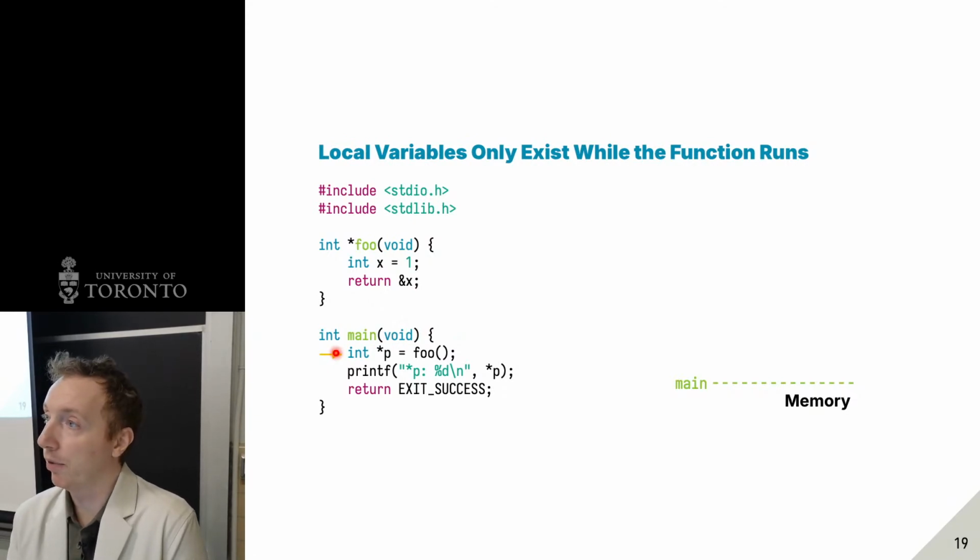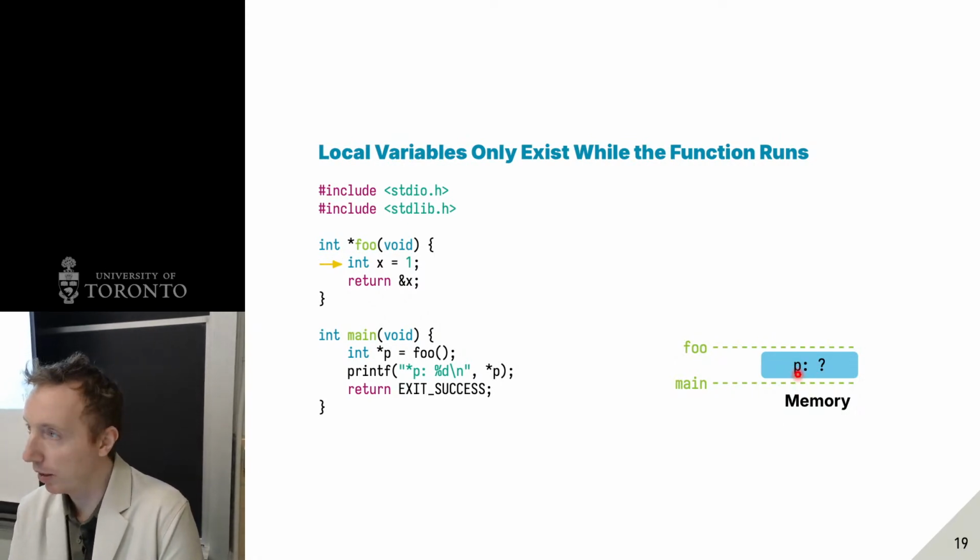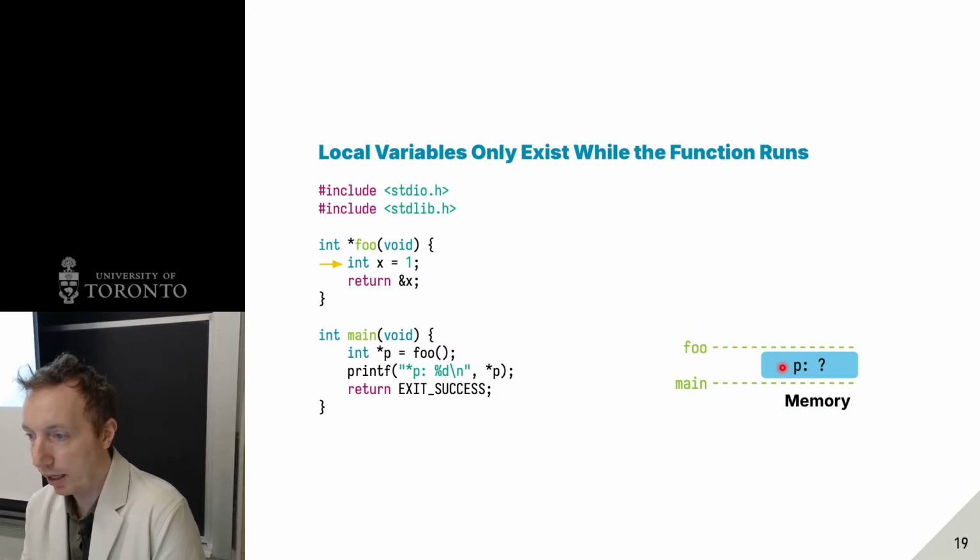So if I see what happens in memory to my program, well, before I call the function, main will create a variable called p, set aside 8 bytes for that pointer.